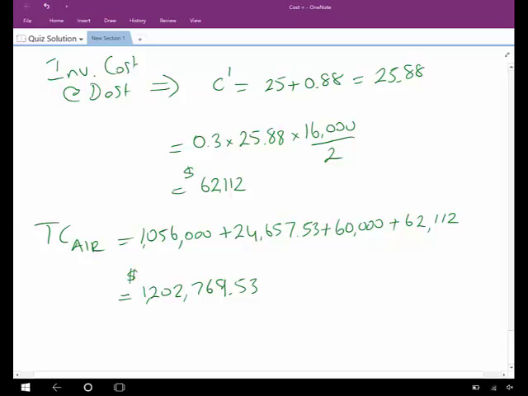So overall, when I compare the costs, rail was just over $1.5 million, air is just over $1.2 million, and the truck was approximately $861,000 to $862,000. So I should choose truck transportation for this example.